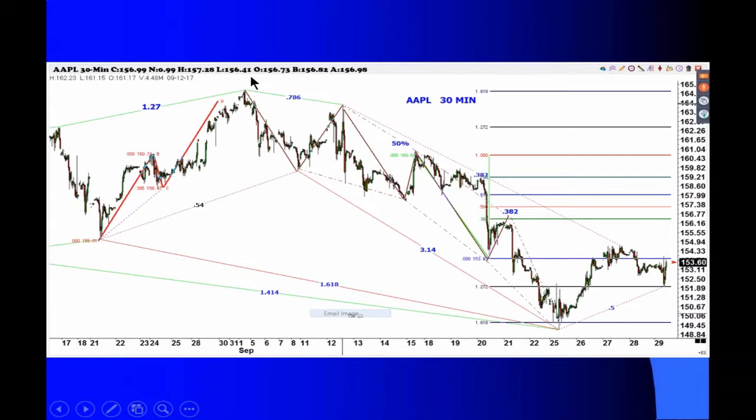Here's Apple on the downtrend. You'll notice, look at those numbers. You can see 78%. Well, 38 is the smaller ratio. It's the difference between 618 and 382. You add them together and it's 1. And then you can see the 1.618 expansion on the exact bottom.